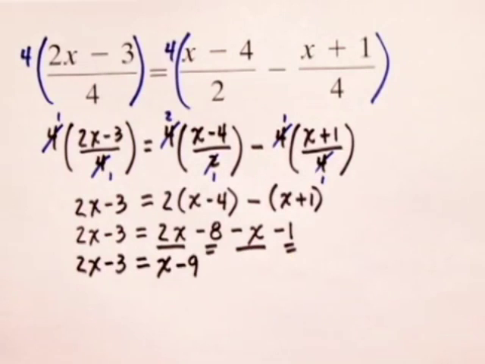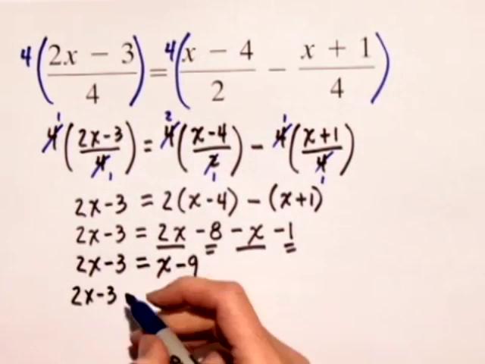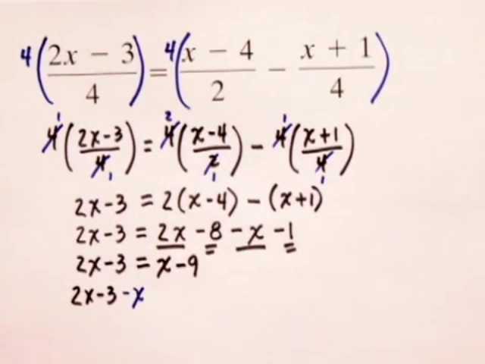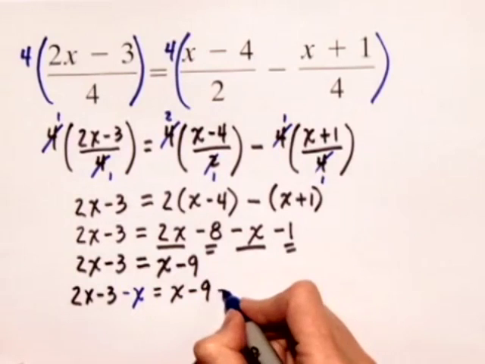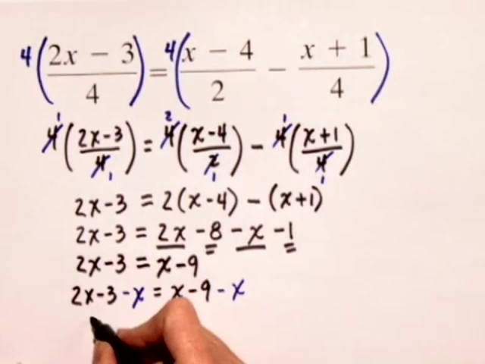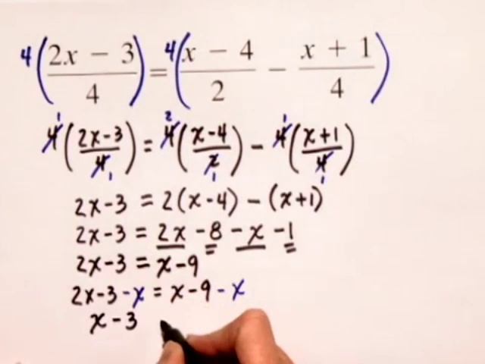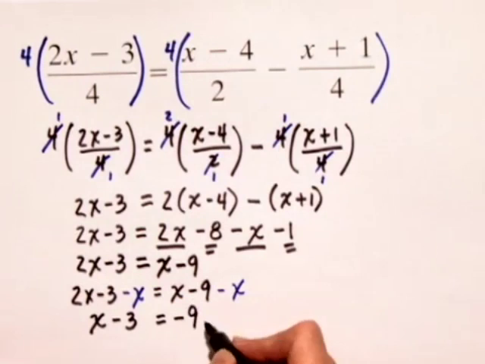Now, let's go ahead and move the x's to the left-hand side of this equation. So we have 2x minus 3, and we're going to subtract x from both sides. Minus x equals x minus 9 minus x. When we do that, on the left-hand side, we have 2x minus x, which just gives us x minus 3, is equal to, on the right-hand side, the x and the minus x add to 0, so we have only negative 9 left.